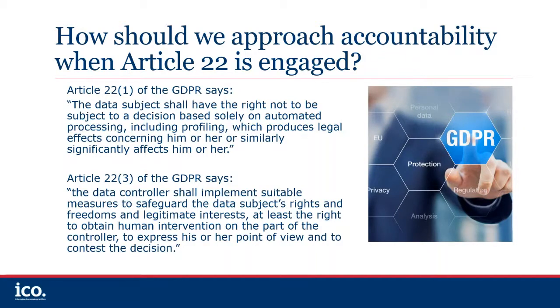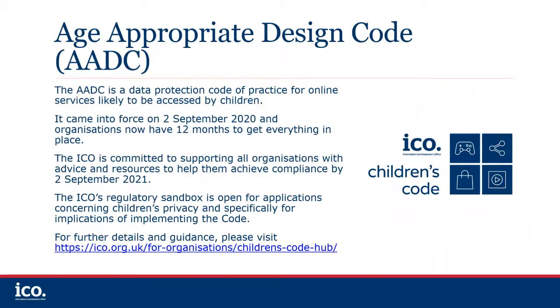Now, one thing that we haven't touched on today so far is the use of AI systems to process children's data. And I'll just touch on this briefly. The age-appropriate design code, which we published recently, is a data protection code of practice for online services likely to be accessed by children. And it came into force on the 2nd of September 2020. Organisations, as we say on the slide, now have 12 months to get everything in place.